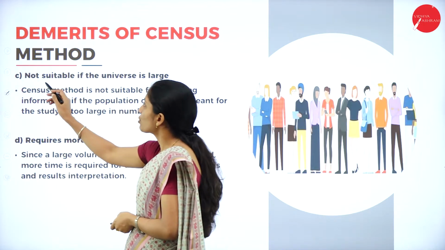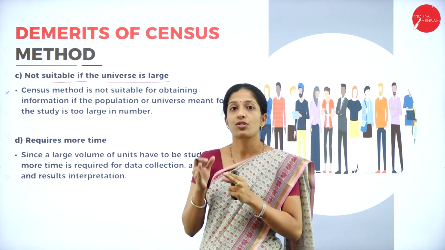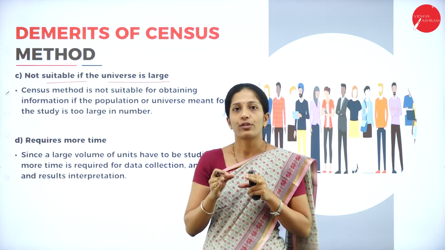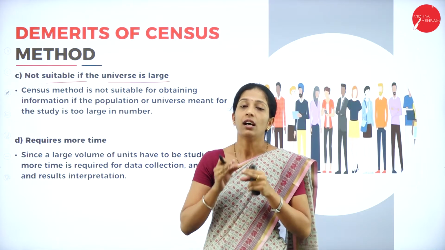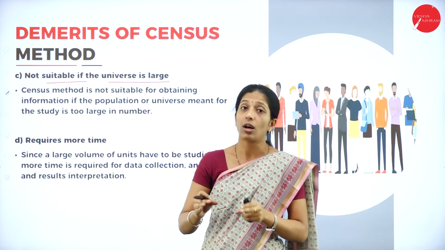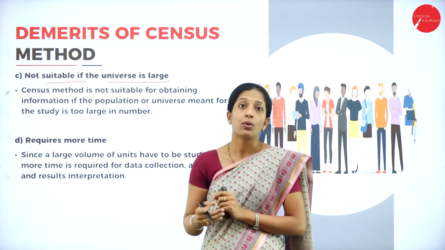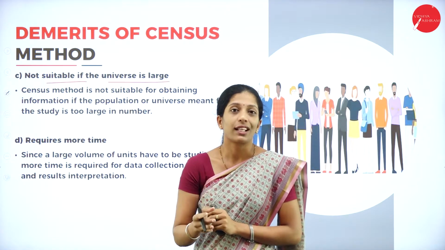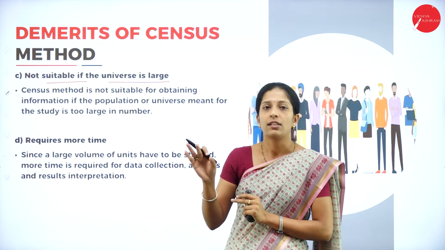Next one is, not suitable if the universe is large. Of course, if the universe is too large. Now I have told you this census method will be done only by the government of India or a government organization or any other organization which has a sufficient amount of money, or who can afford the money. So in that situation, if the universe is too large, then what happens?